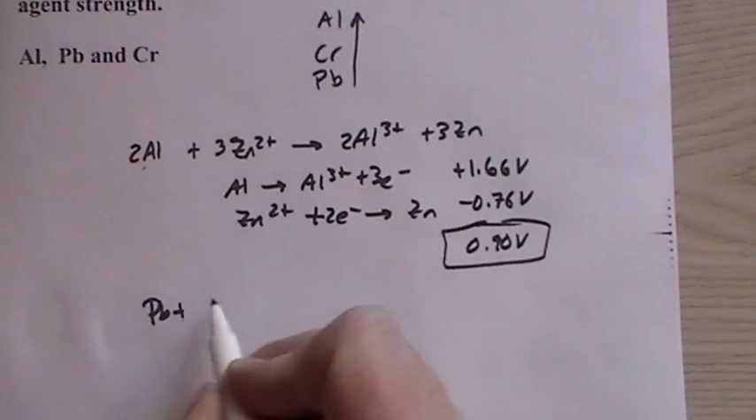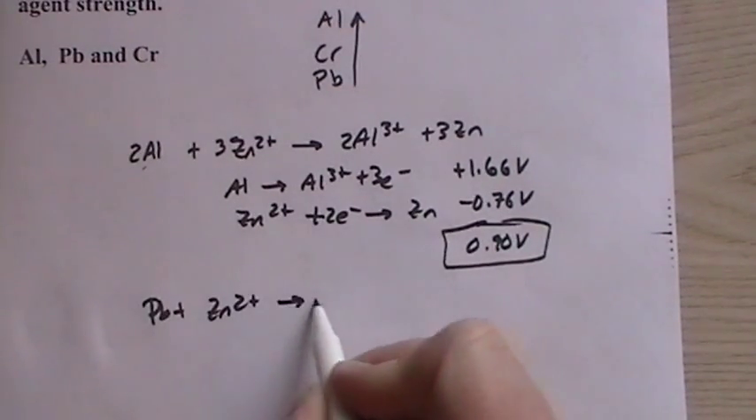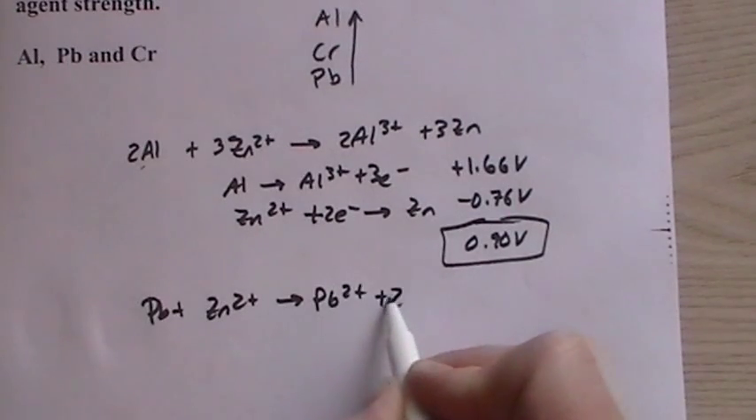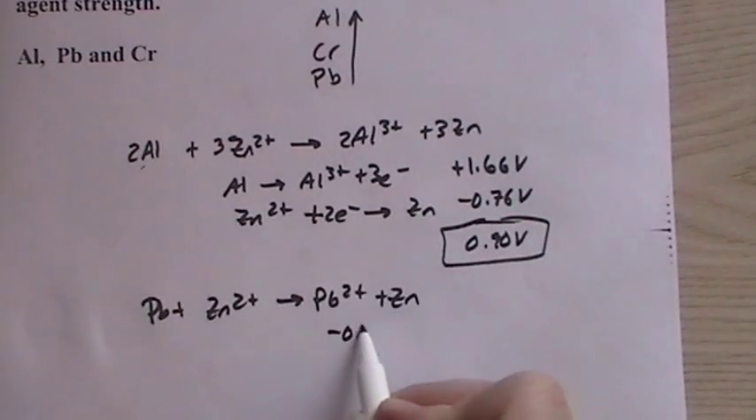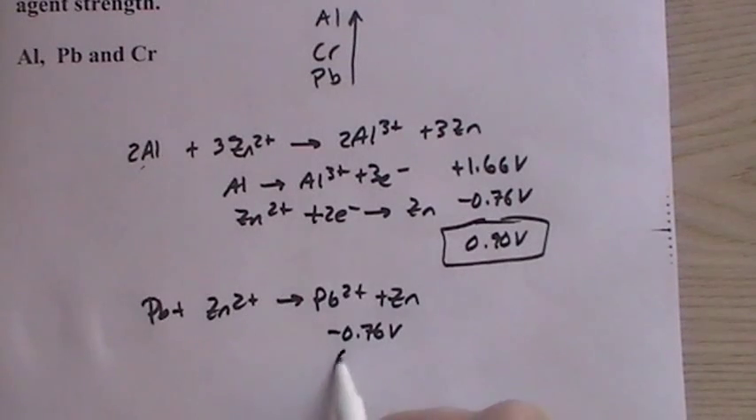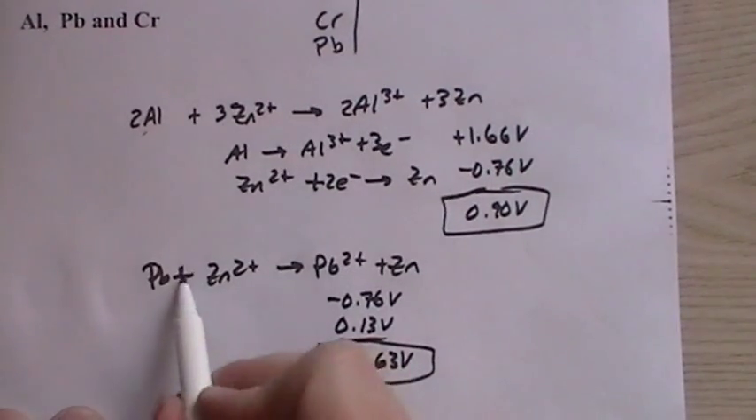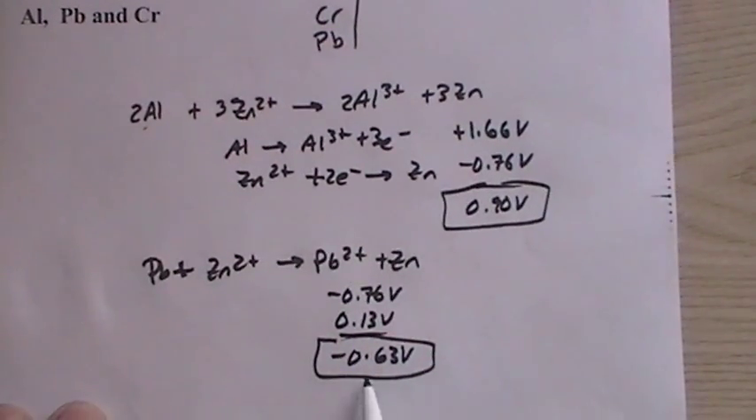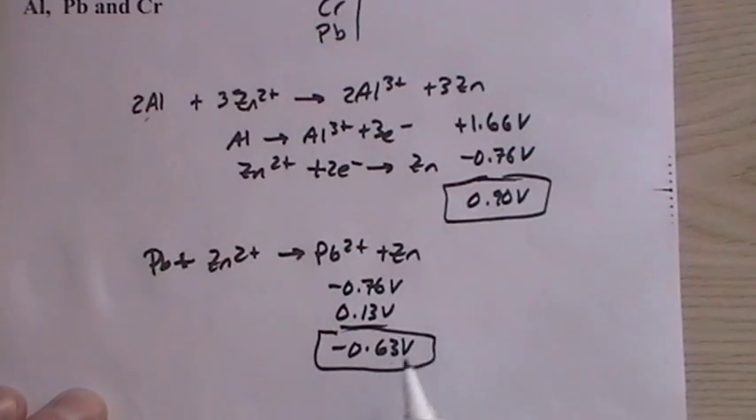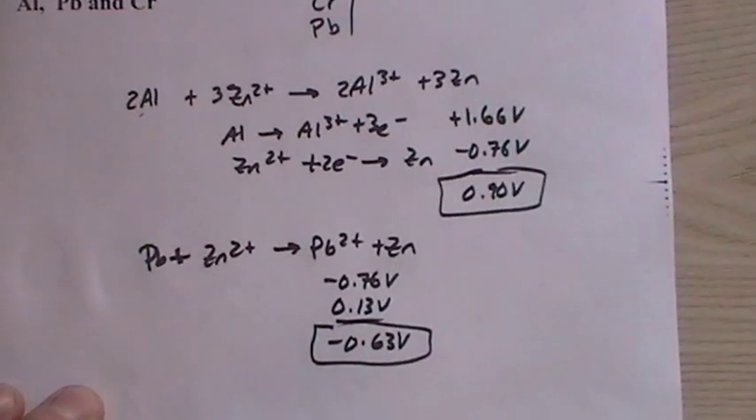The lead, we get minus 0.76 for the zinc, and then for the lead it's 0.13. So this is minus 0.63. So lead as a reducing agent is not very good because it's not spontaneous. So far aluminum is beating the lead.